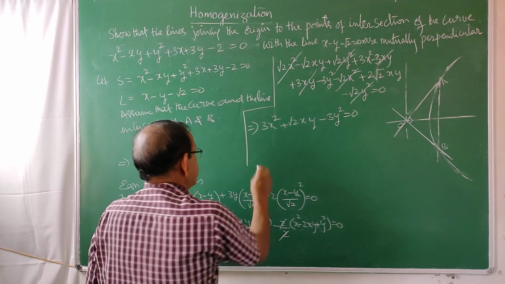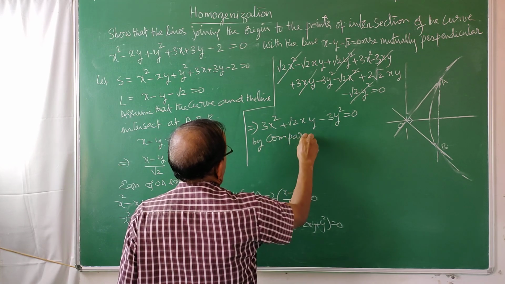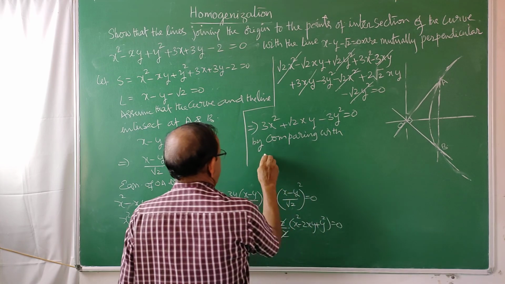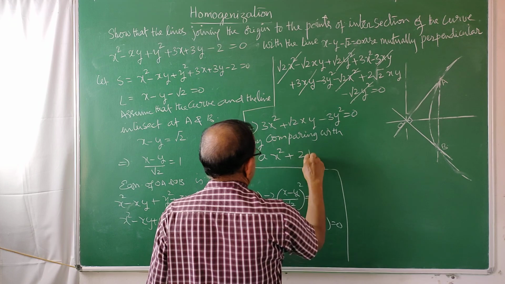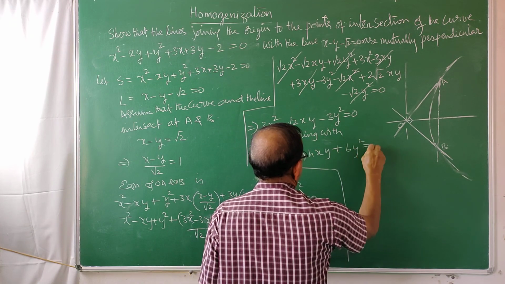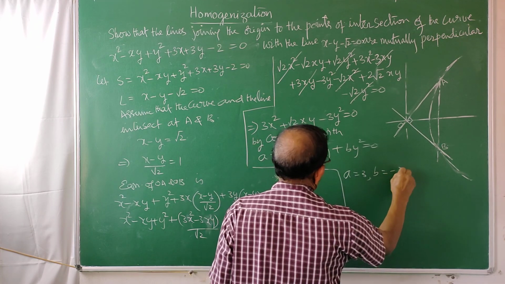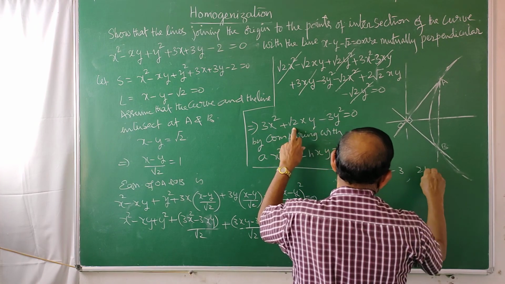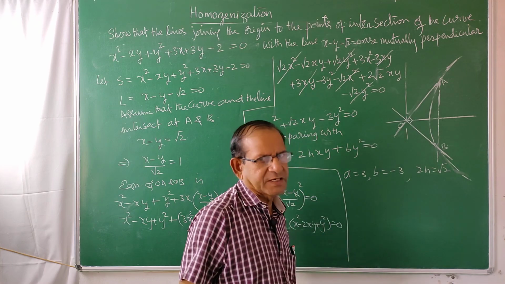Now by comparing with ax square plus 2hxy plus by square is equal to 0, a is equal to 3, b is equal to minus 3, and 2h is equal to root 2. But see here, a is 3 and b is minus 3.